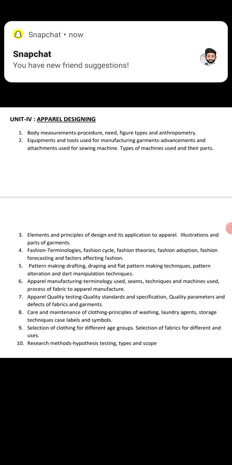Apparel manufacturing terminologies, different terminologies like seams, techniques, machines used, etc. Then we have apparel quality testing, quality standards and specification, quality parameters, defects of fabrics and garments. Then we have care and maintenance of clothing, principles of washing, laundry agents, storage techniques, care labels and symbols, etc. Then we have selection of clothing for different age groups. Then we have research method, hypothesis testing, and its types and its scope.